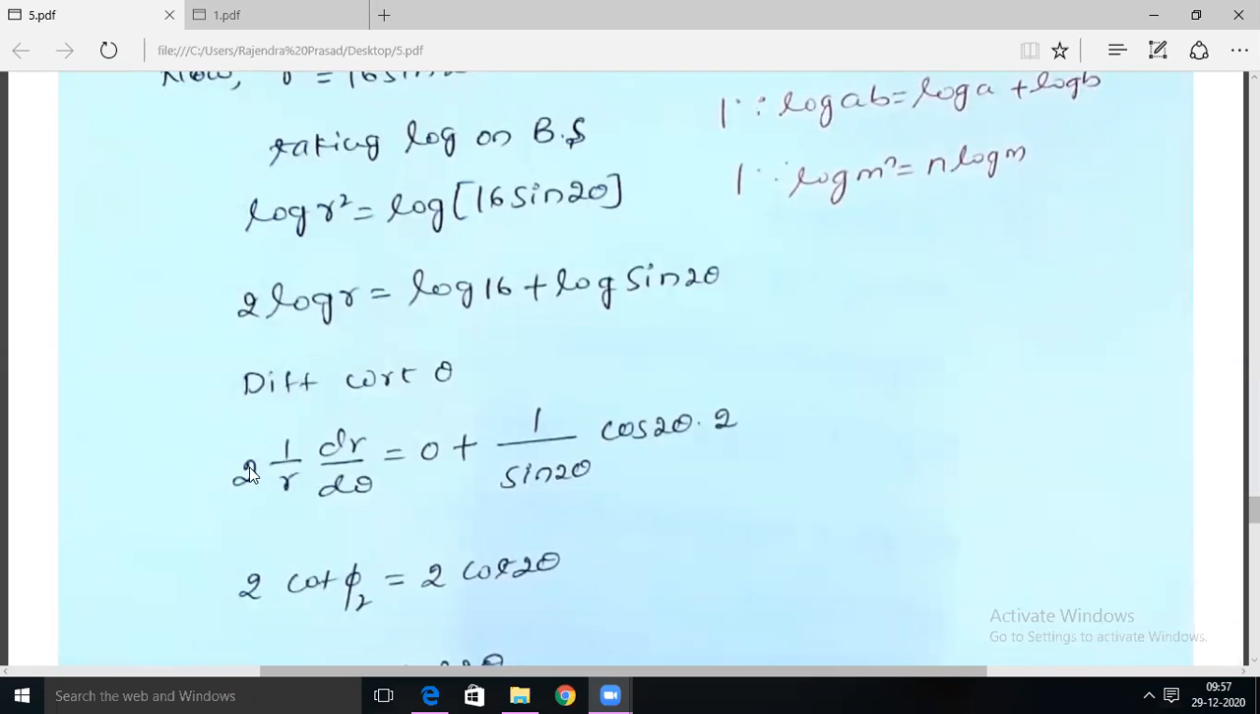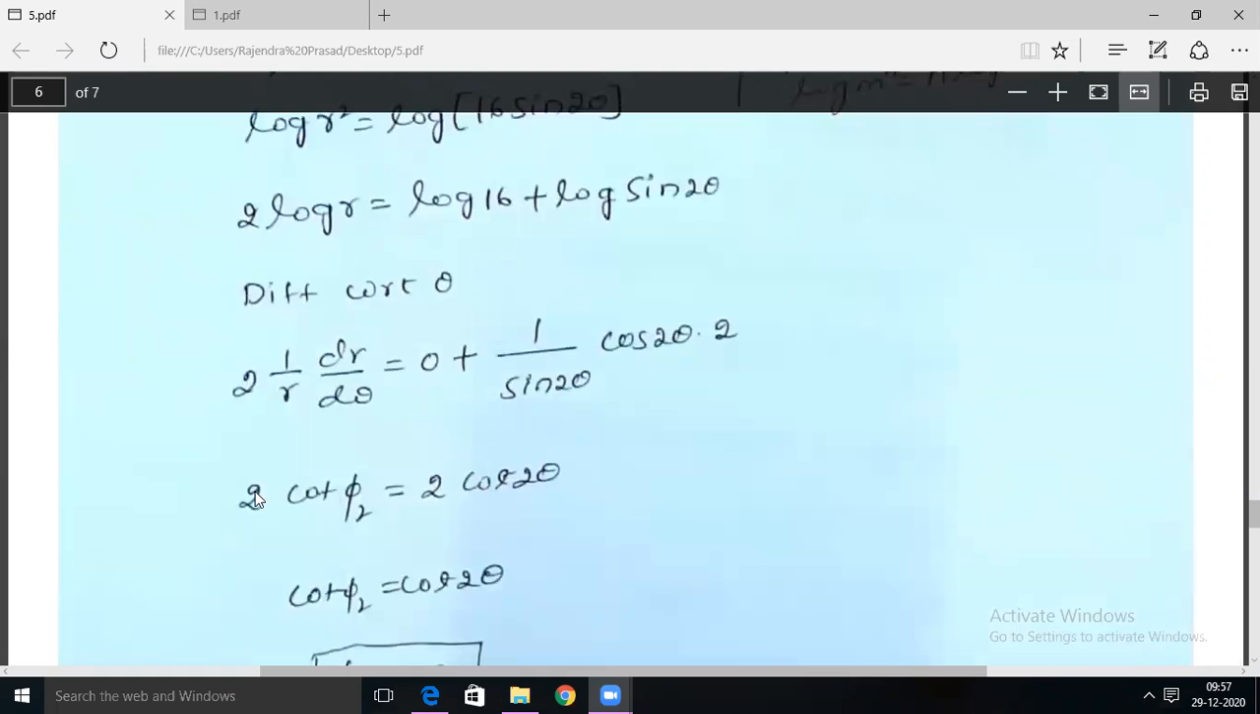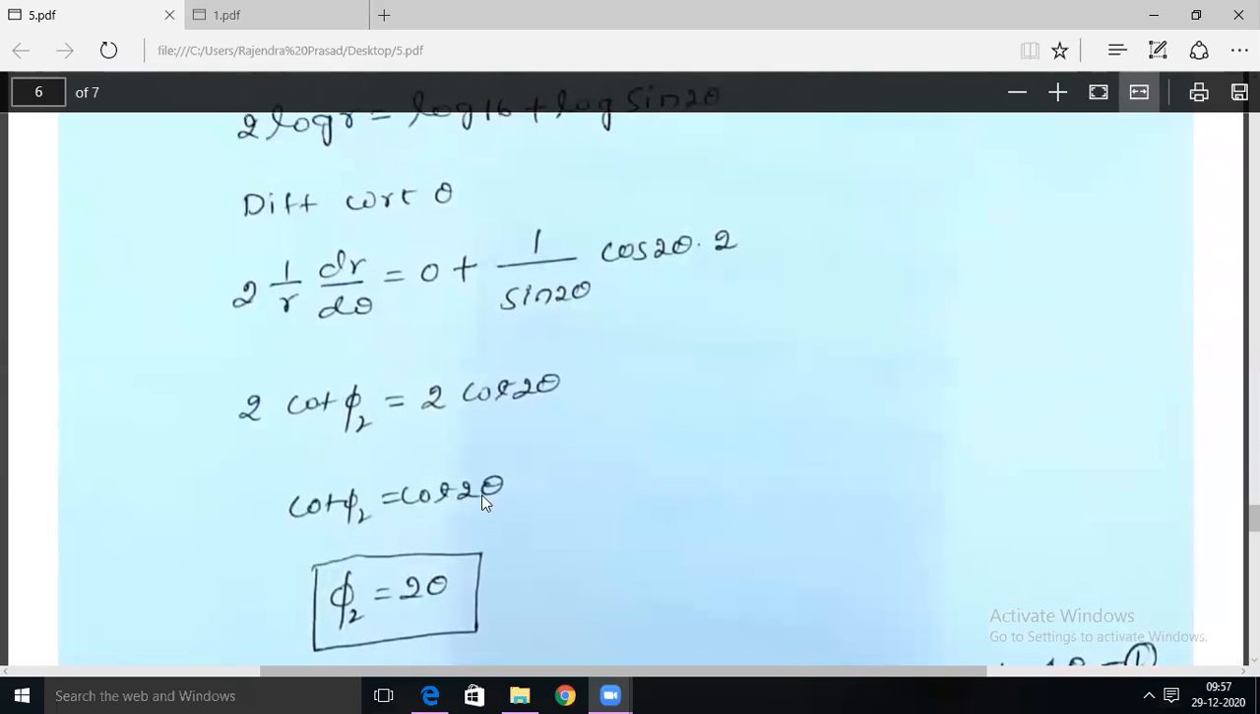Differentiate with respect to theta. 2 into 1 by r into dr by d theta is equal to log 16 differentiation, which is a constant, so 0, plus log sin 2 theta differentiation, 1 by sin 2 theta into cos 2 theta into 2. Left hand side 2 into 1 by r into dr by d theta is cot phi 2, and on the right we take 2 into cos by sin, which is cot 2 theta. Obviously 2 gets cancelled. Cot phi 2 is equal to cot 2 theta, so phi 2 is equal to 2 theta.